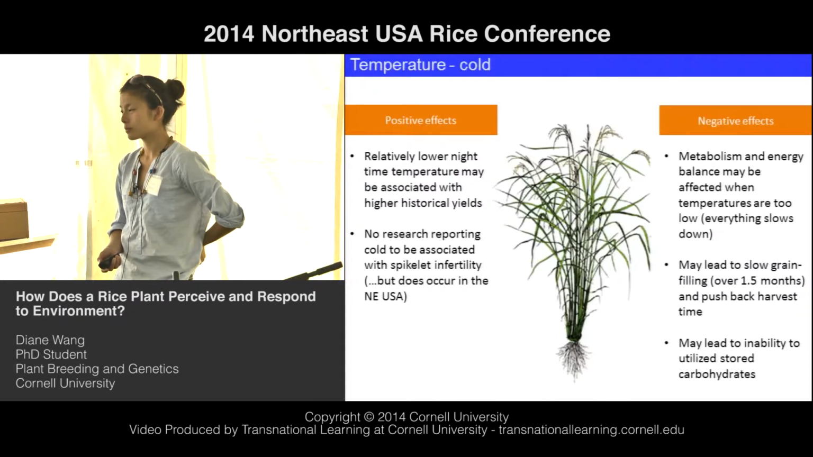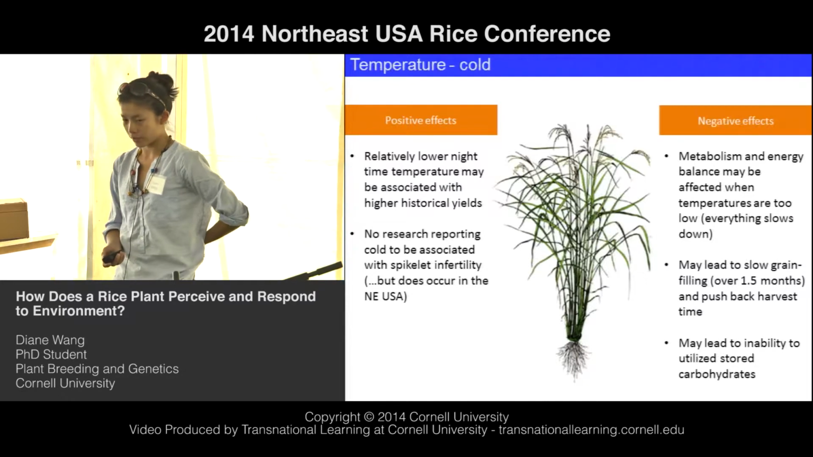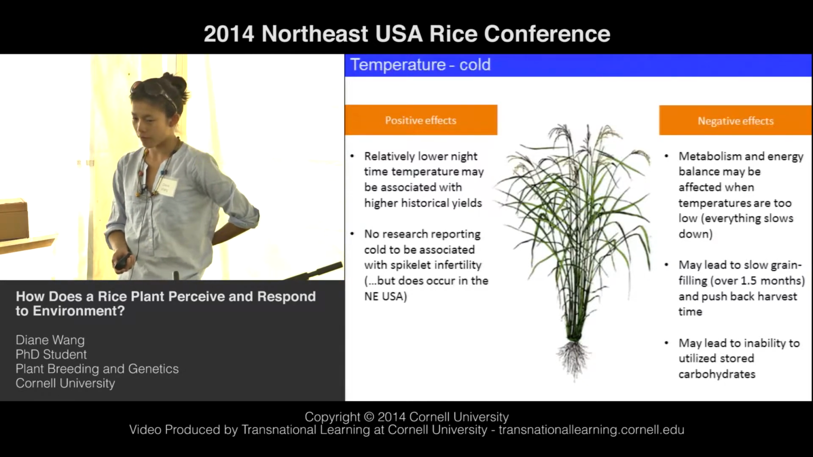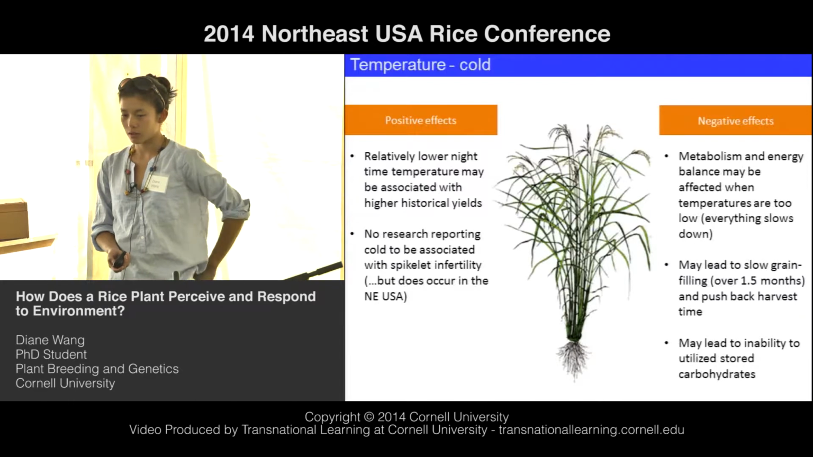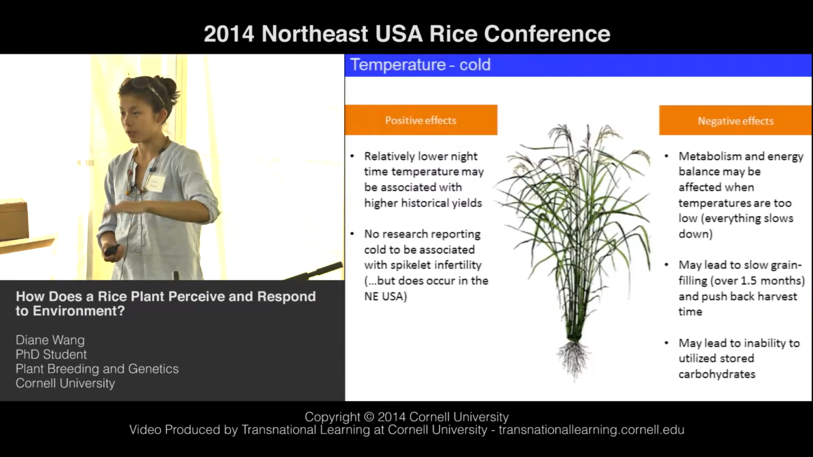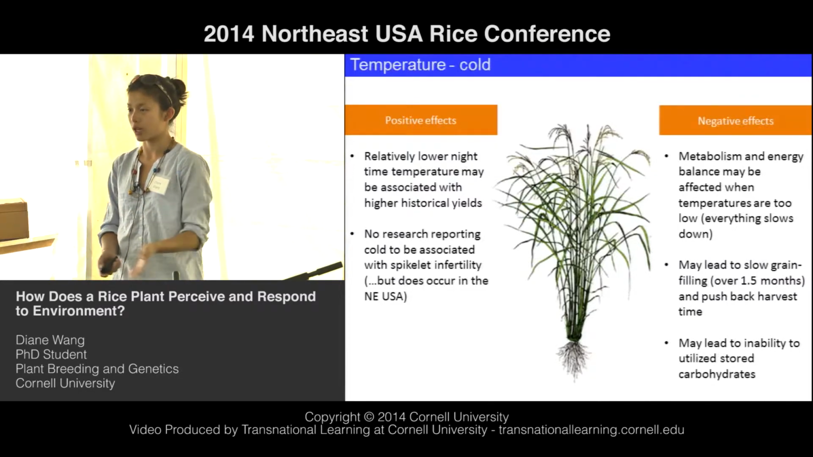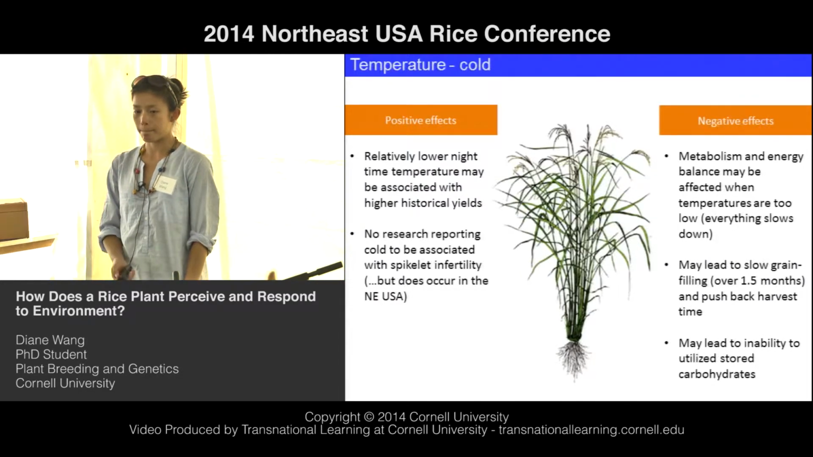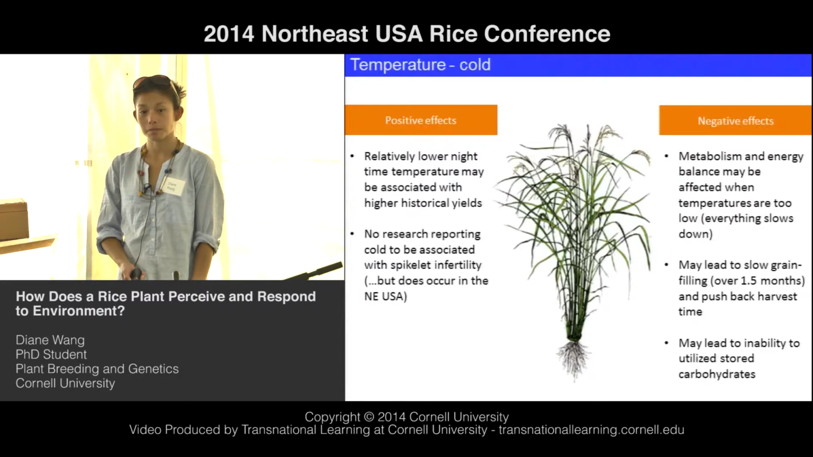But 50 is low. Yeah, it's pretty low. At some point, if it's too low at night, everything slows down and the sugars that are created in the leaves during the day won't be able to get moved around where they need to go, because that usually happens at night. If the temperature drops below 50 when it's flowering, you're going to get sterility.